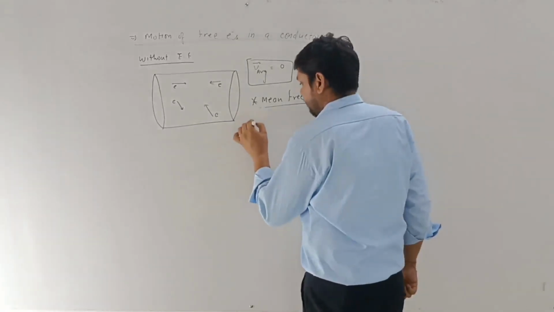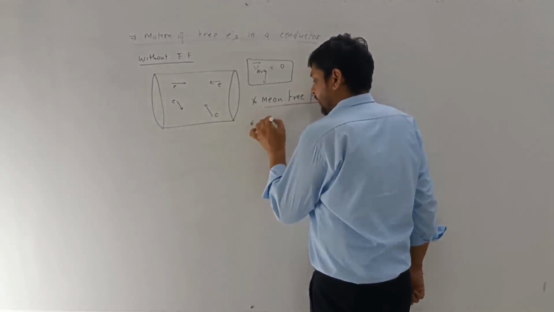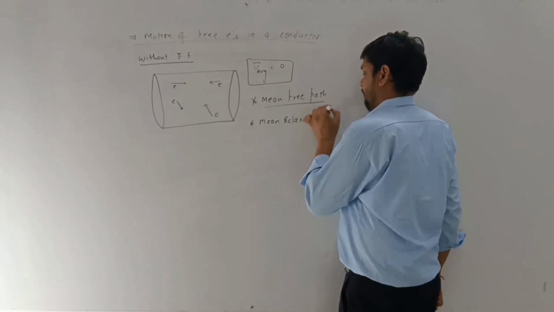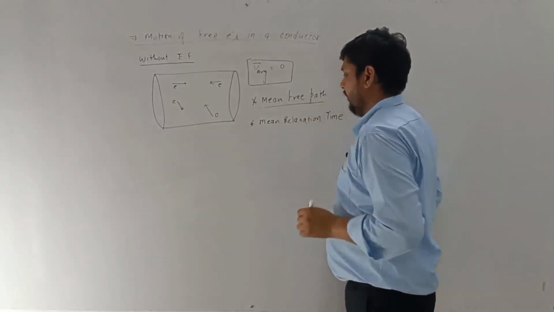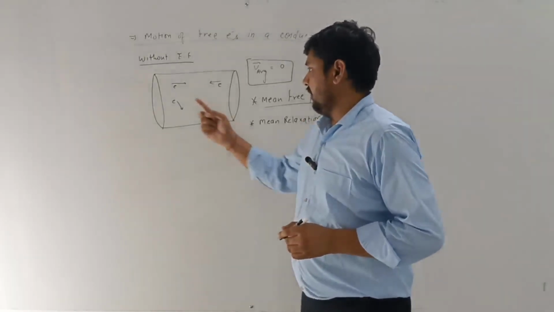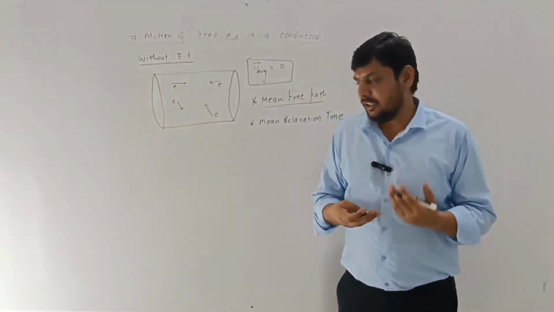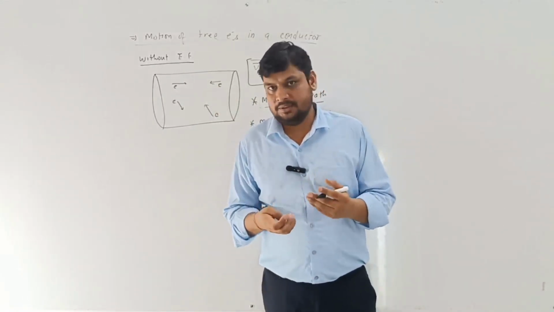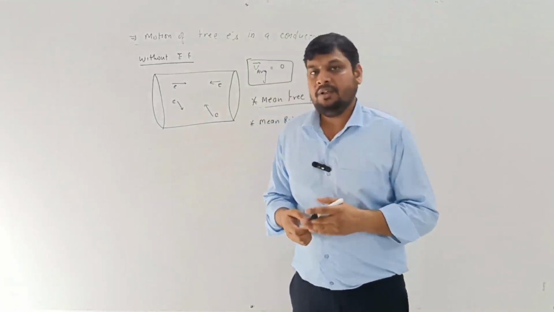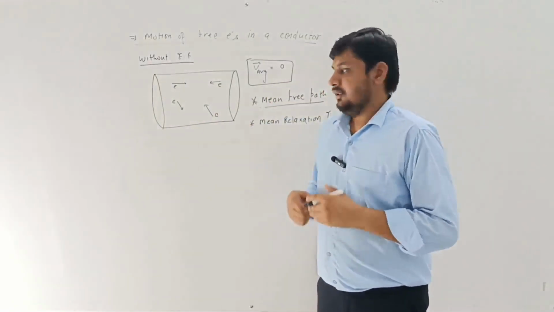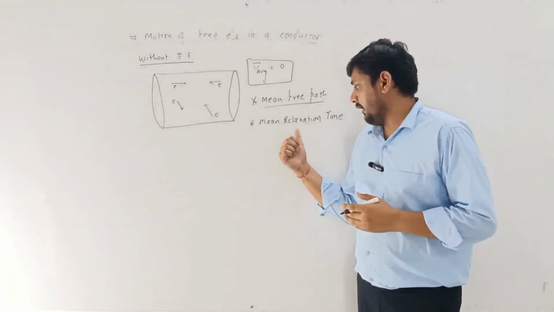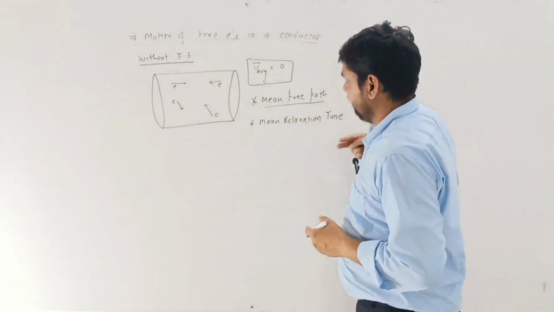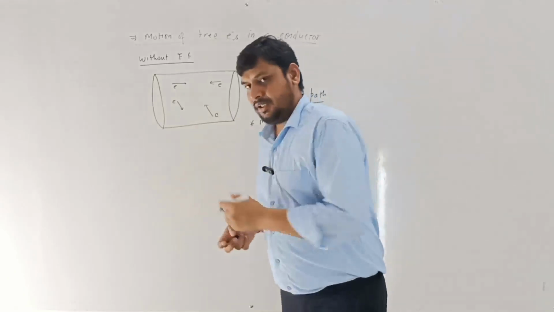Now another term, mean relaxation time. What is mean relaxation time? If we talk about a single electron, then relaxation time, the time taken between two successive collisions, is known as relaxation time. If we discuss the average value of all the electrons, then we use mean relaxation time. So these terms we must know for any conductor.